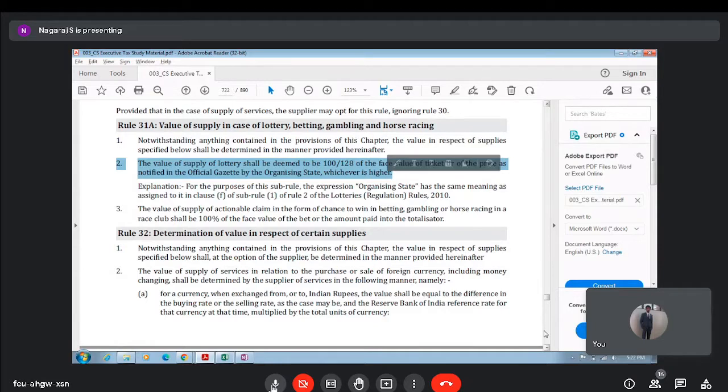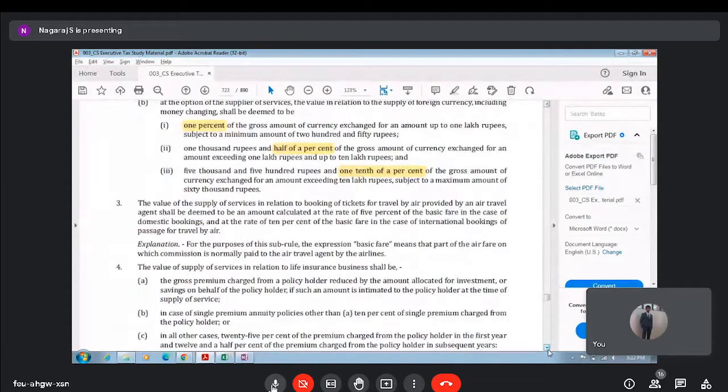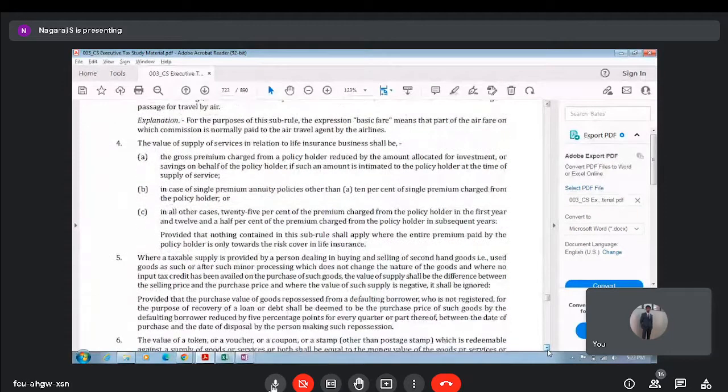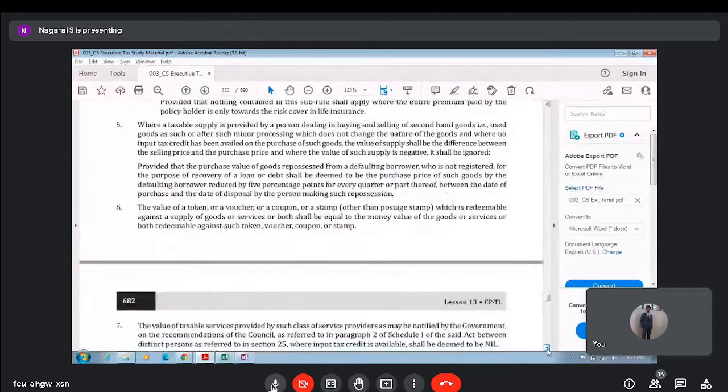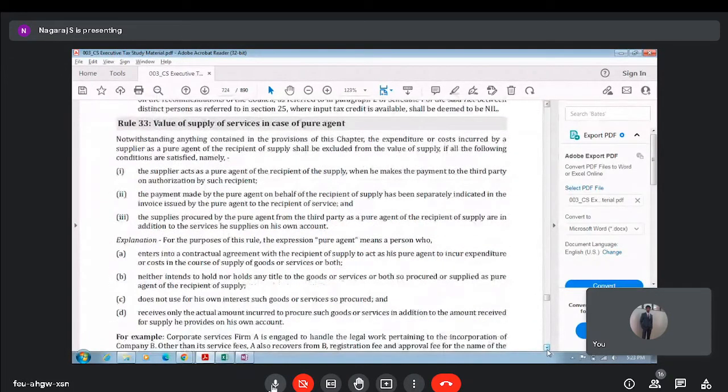I think we have completed the valuation. How many valuation rules have we seen? Around 4 or 5, no? All these 5 are very important. You can take a chance on the insurance company; normally they may not give. Travel agent they may give. Foreign exchange they may give. Lottery tickets they may give. Second hand goods, where ITC is not available, also they may give, or the goods repossessed they may give.